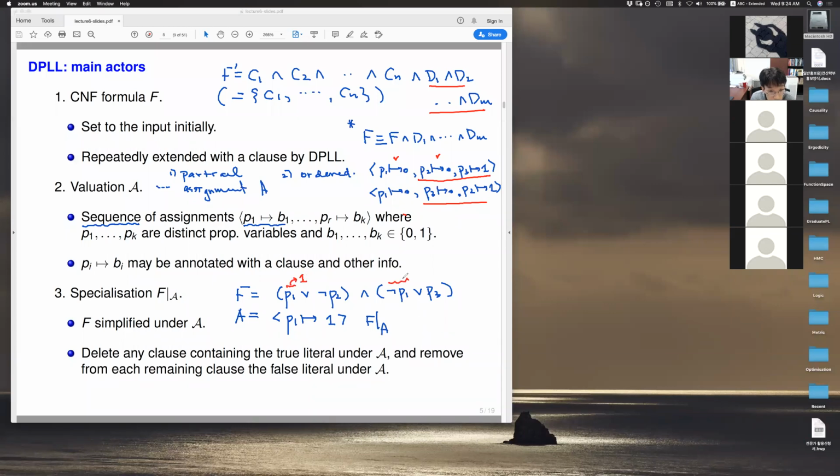These literals will be replaced by 0. Okay? So if a clause contains 1 after this replacement, this entire clause is gone. If a clause contains 0, we just get rid of only this literal. So the outcome of this simplification is going to be just P3. Okay, so that's what this step is saying.